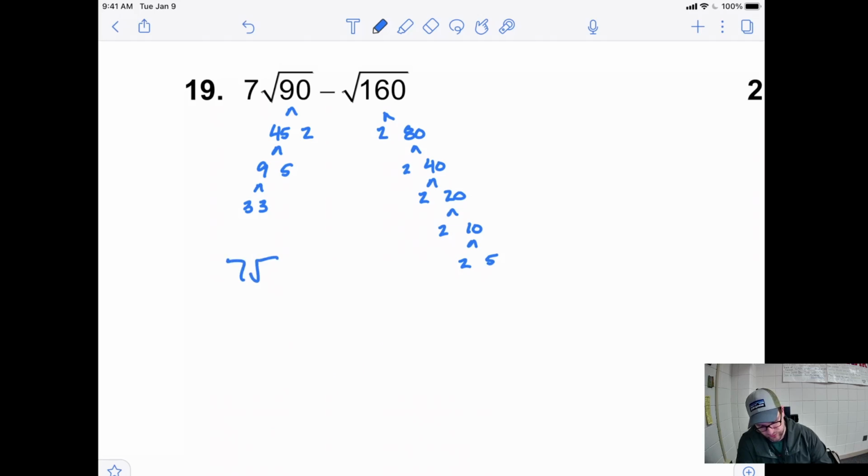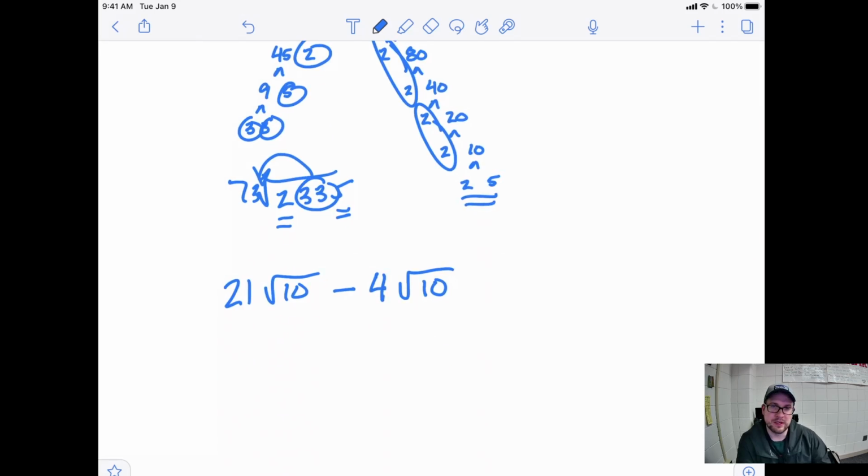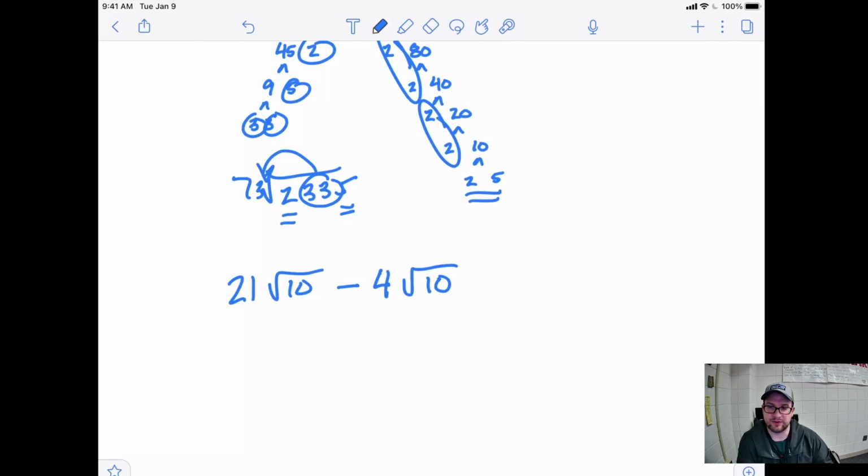So 7 square roots of 90 can be rewritten as 2, 3, 3, 5. So we can pull out a 3, which is going to make that 7 times 3, which is 21 on the outside. And then we have a 2 and a 5 that were left here, which are going to make 10. For 160, maybe let's not even try to rewrite it. Looks like I'm going to be able to pull out a 2 and another 2 to the outside. That means I'm going to have a 4 on the outside. And then I had a 2 and a 5 that were left, so let's keep those on the inside, like so. In this situation, we got like radicals, so let's sit there and combine them.